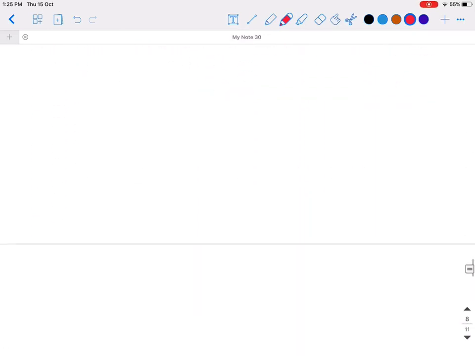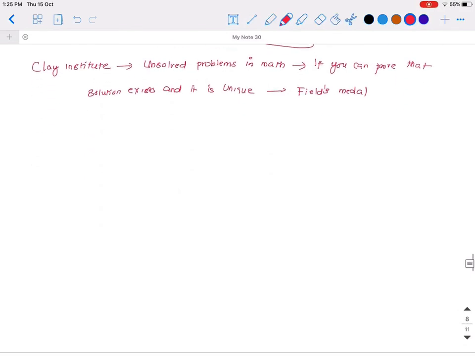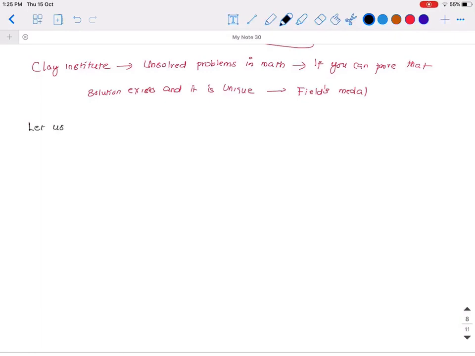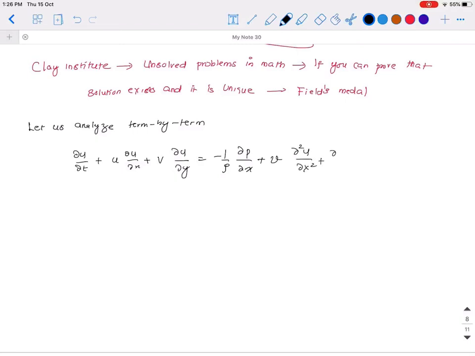We will stop by doing one more thing. Let us analyze this equation term by term. I am dividing it by density, it doesn't matter, plus μ, and this becomes kinematic viscosity, ν ∇²u. So this term talks about the unsteady effect in the fluid flow.